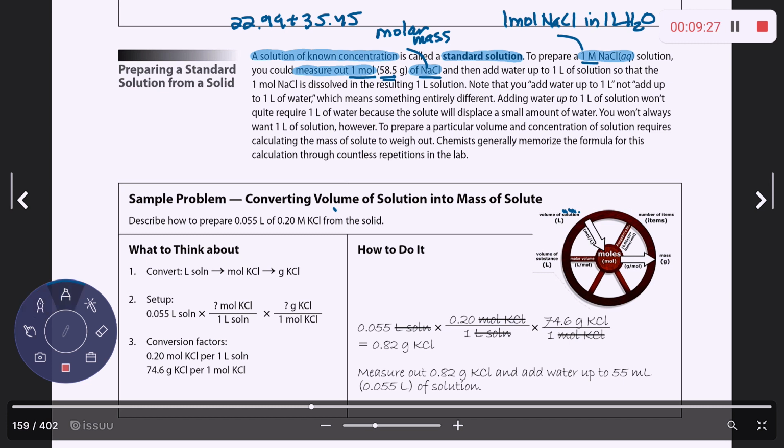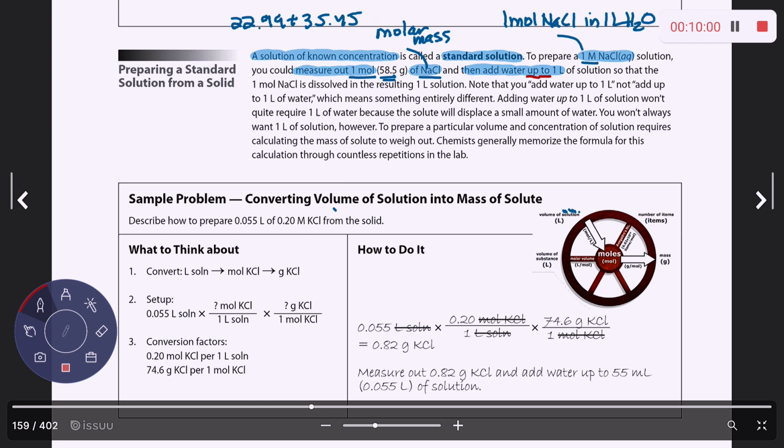Then you add water up to, and I'm emphasizing the "up to," because you often need to dissolve that solid in a little bit of water first, because the volume will rise. If you just add a liter of water, it will end up being more than a liter because that solid is going to make the volume expand. Does that make sense? So always add water up to the point where you need to go.